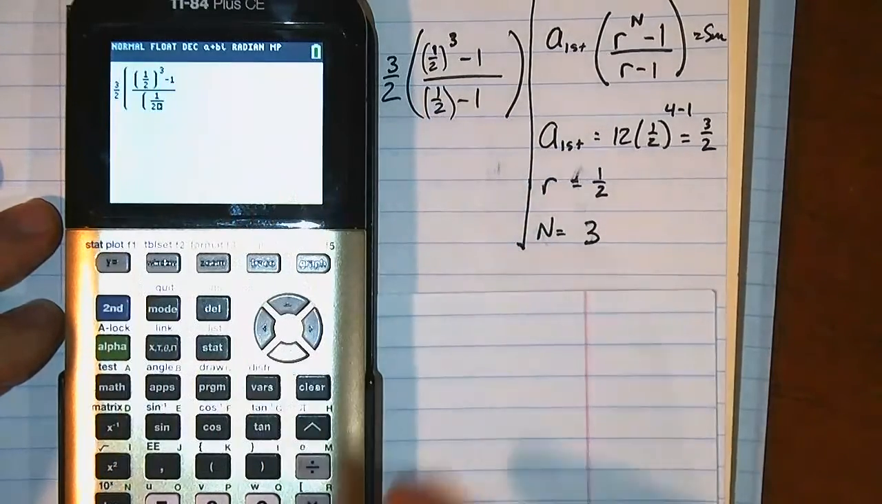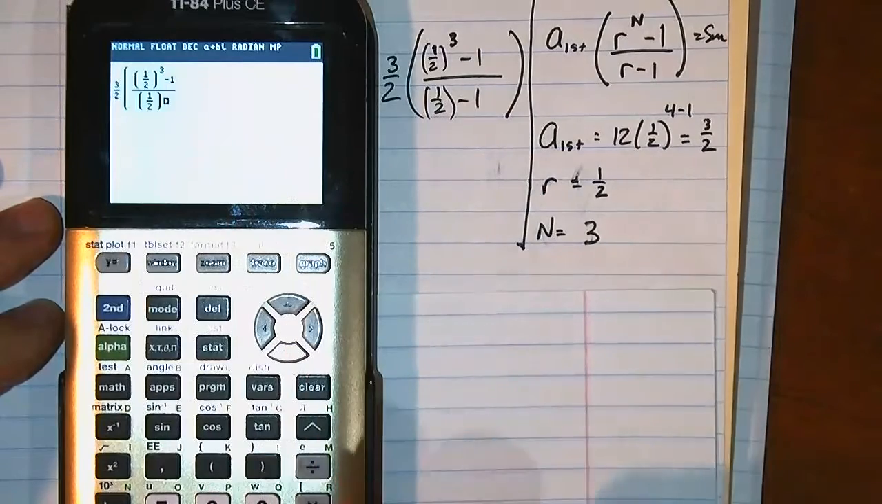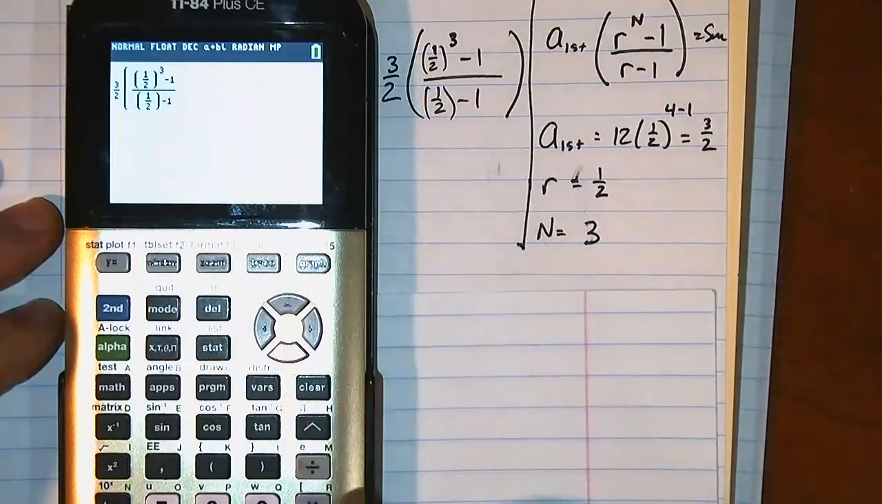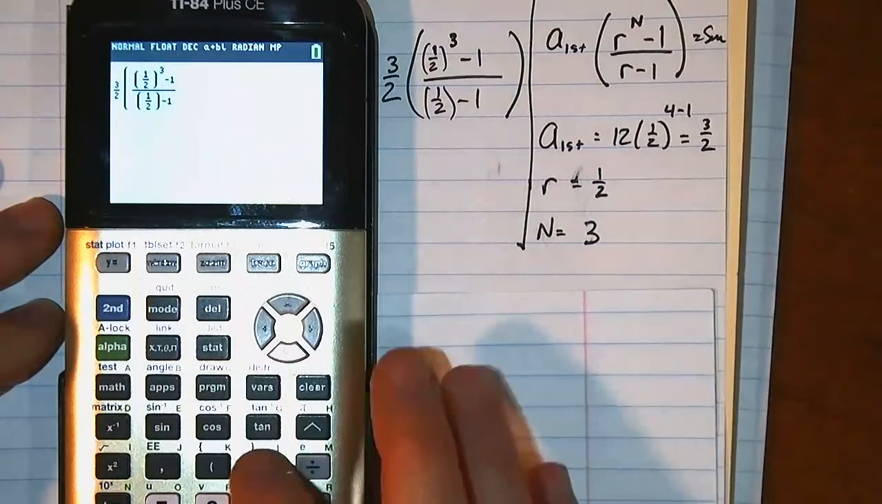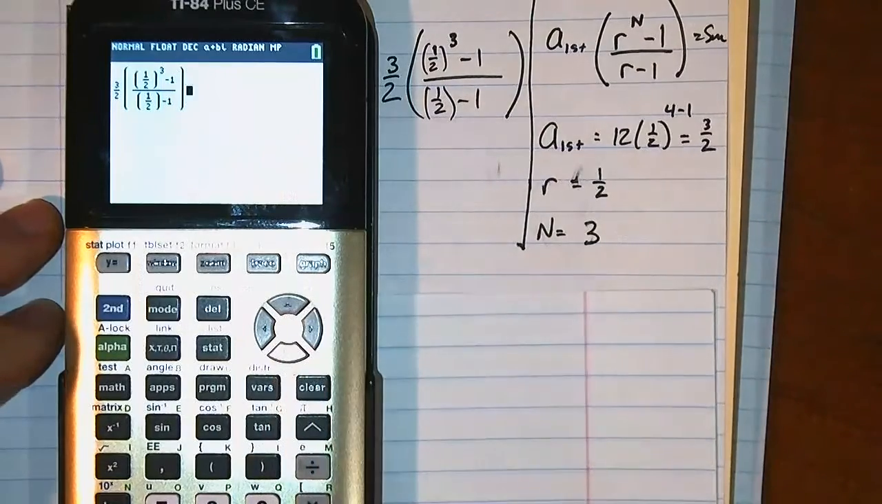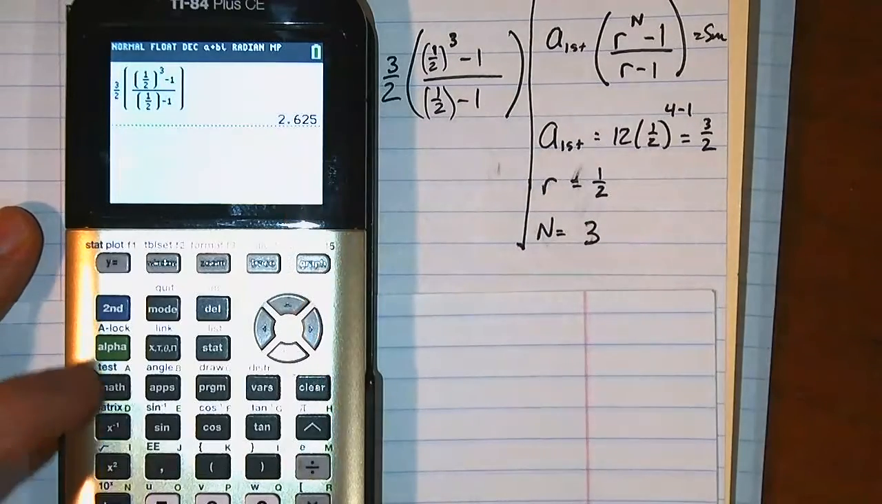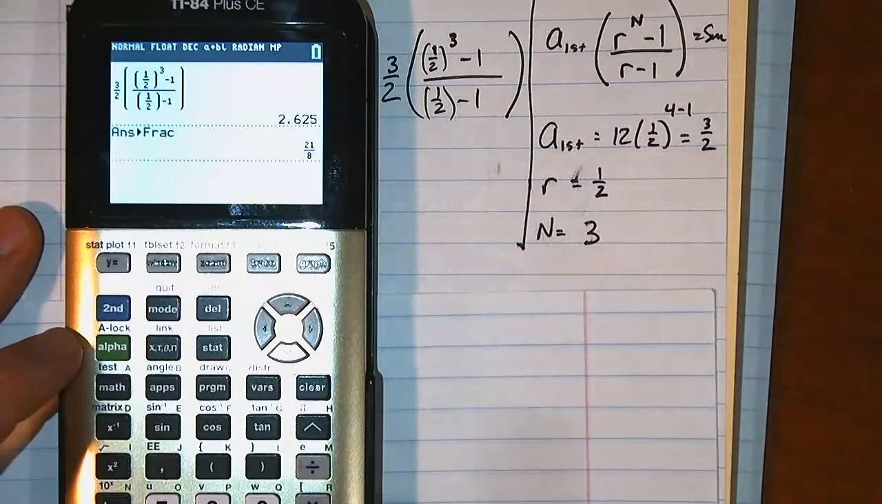1/2. And then I'll subtract 1 from that in the bottom. Then that whole great big fraction is in parentheses, and I can calculate my answer. And again, you can write your answer as a decimal or as a fraction. It's up to you which way you prefer.